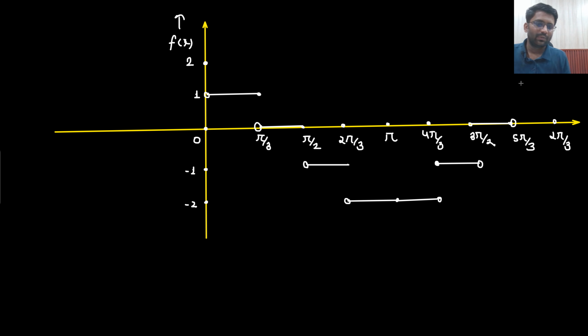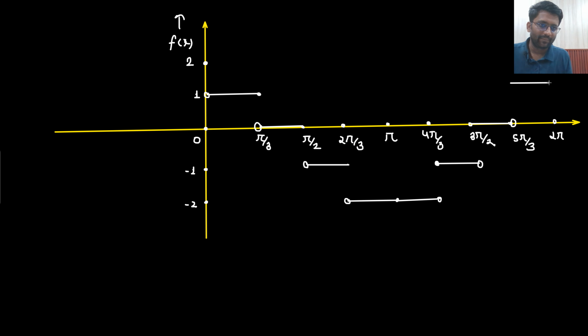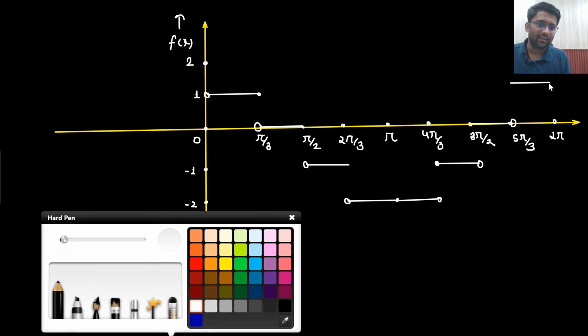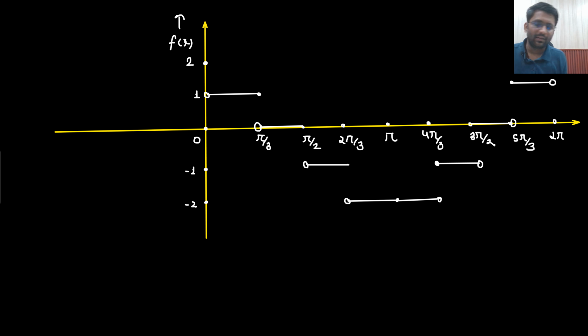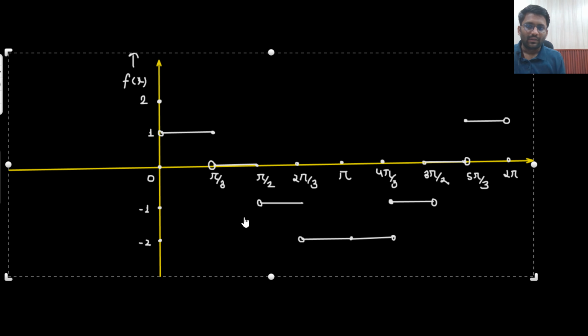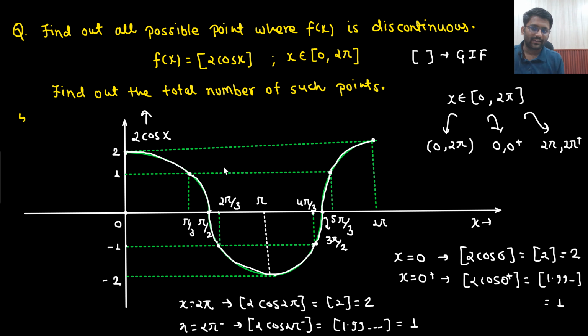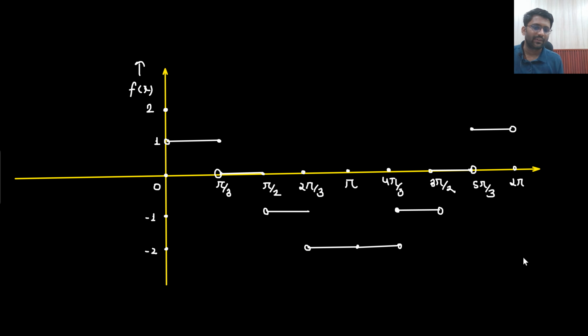5 pi by 3 to 2 pi, I will get the answer to be 1 only. But the graph will break here. Why is that so? Why am I making a bubble? I am making a bubble because, sir, I know one thing: at 2 pi, the exact value of 2 cos is 2. I have checked, the exact value is 2.